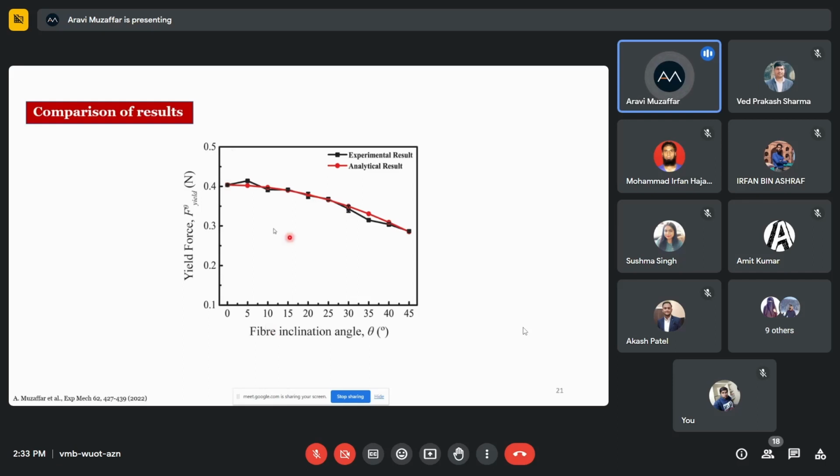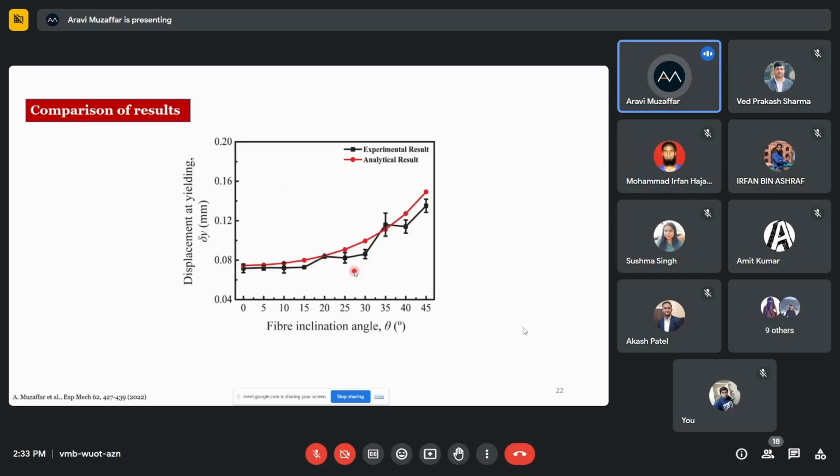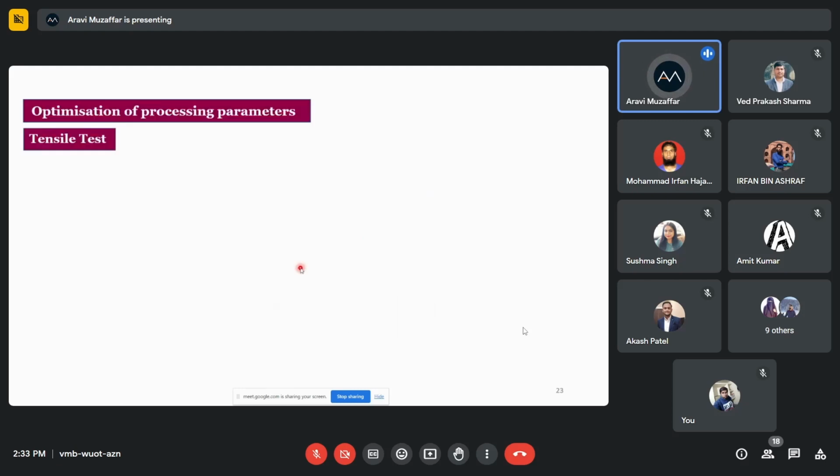With the increase in the fiber inclination angle, the fiber yield force actually decreases. And then when we compare it with the displacement at yielding, we also saw that displacement at yielding increases with the fiber inclination angle, and it matches well with the experimental results.